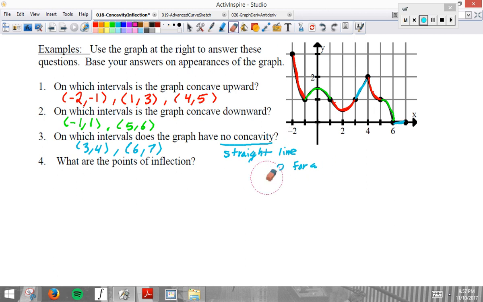I'm not even going to write that, sorry. It's going to be confusing. F double prime can equal 0 for a moment, but it cannot equal 0 for more than a moment without resorting to a straight line. The slopes here are not changing. The slopes are not changing. That's better.